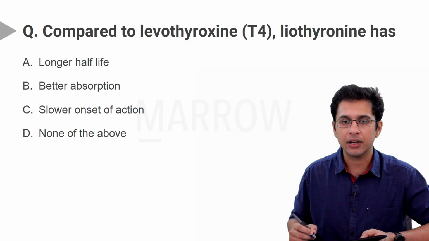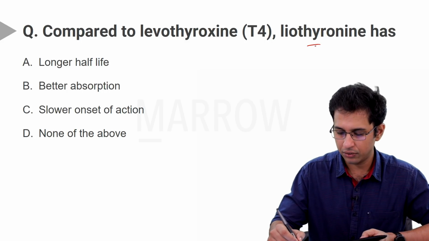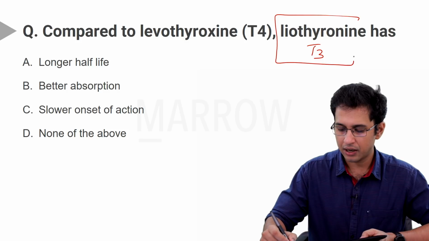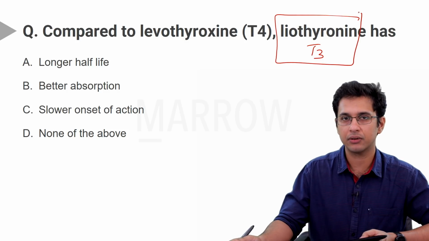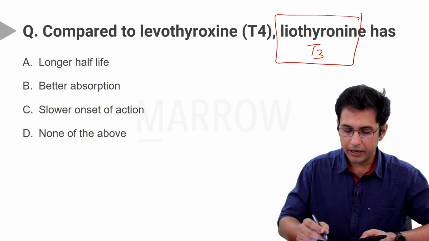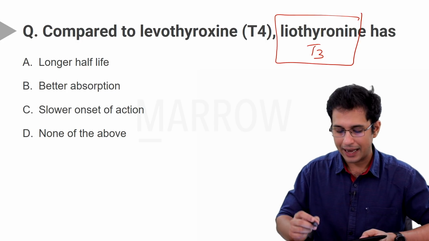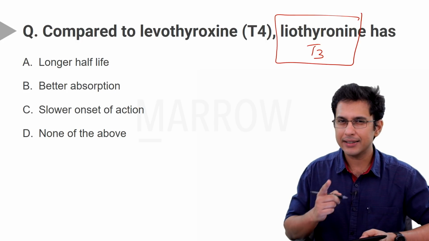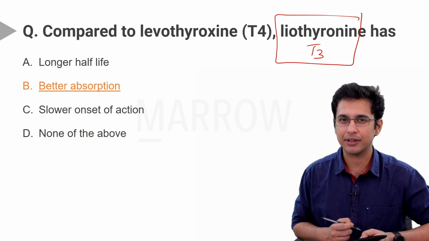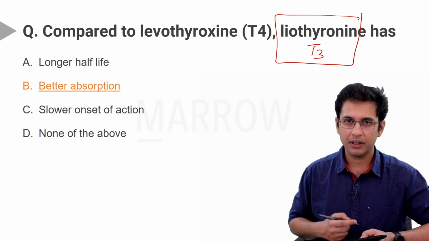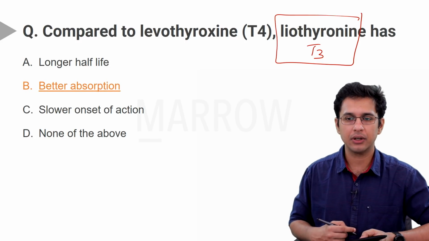Compared to levothyroxine, liothyronine, can you write it down? Liothyronine is T3. I've seen 50% of people making it wrong. I was shocked. Compared to levothyroxine, liothyronine has, I discussed this, right? It has actually a better absorption. Okay, T3 has a better absorption.